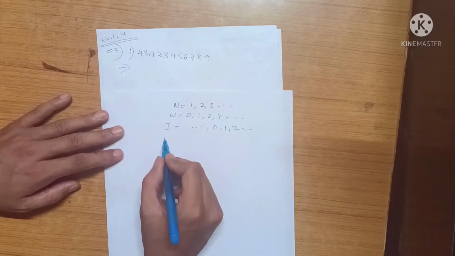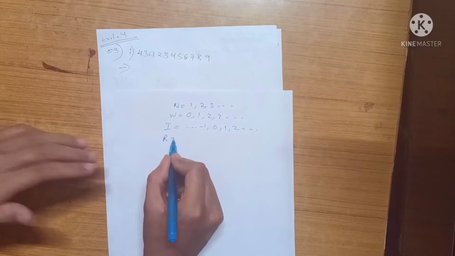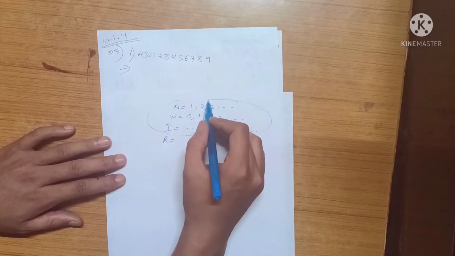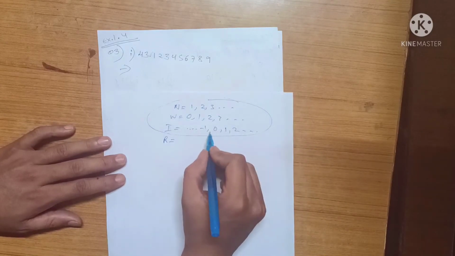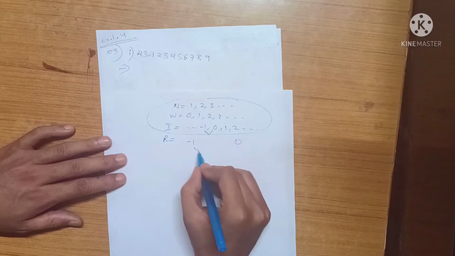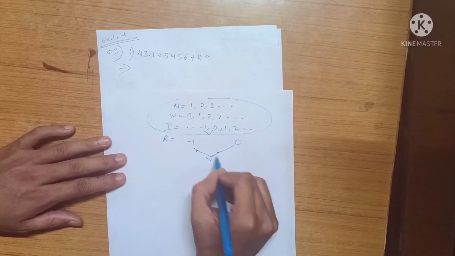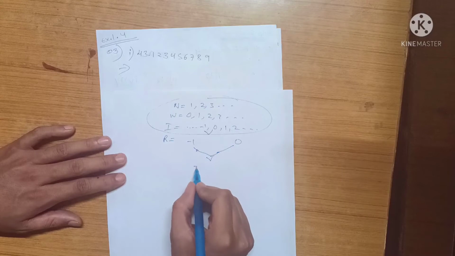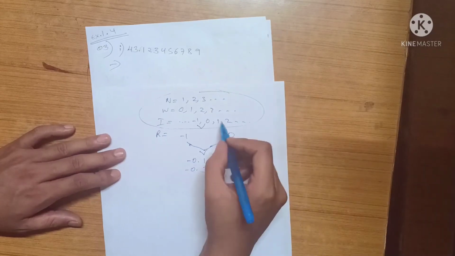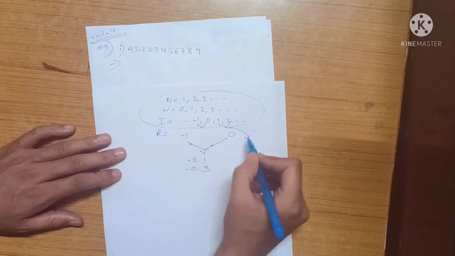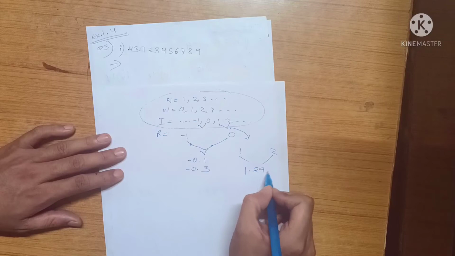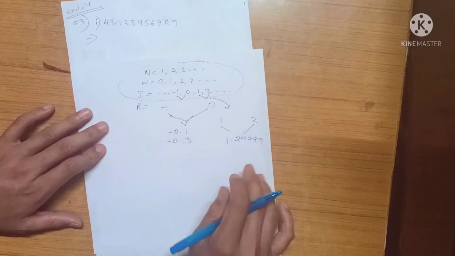So next comes rational numbers. Rational numbers are all these numbers included, plus all the numbers lying between any two integers. For example, between -1 and 0, numbers like -0.1 and -0.3 are all rational numbers. Any number lying between 1 and 2 also, like 1.99999. Everything is a rational number.